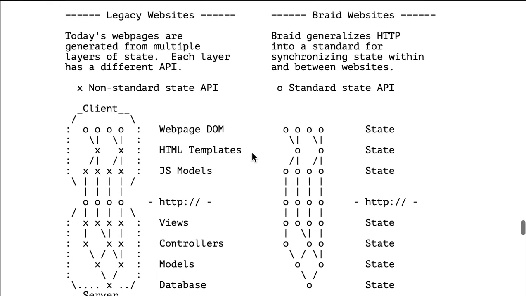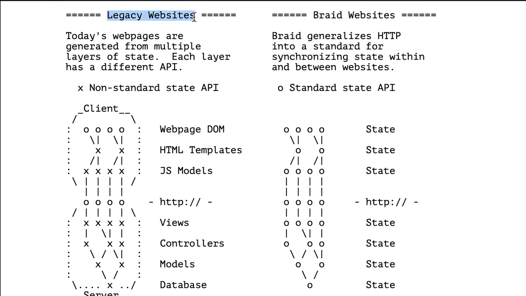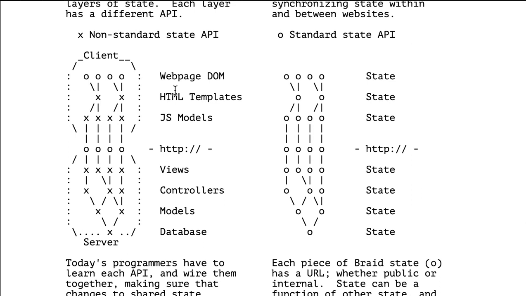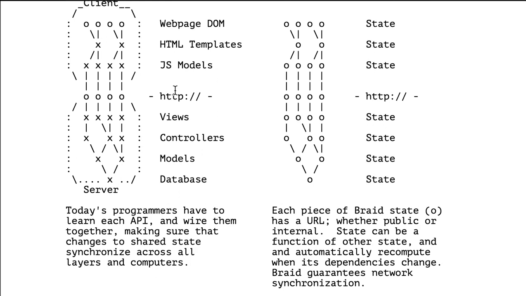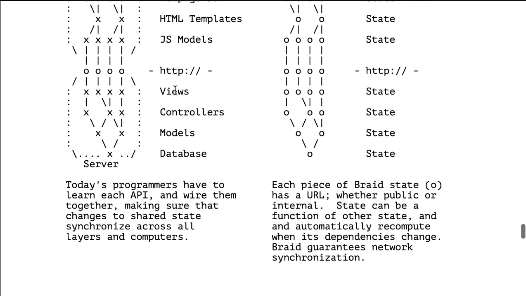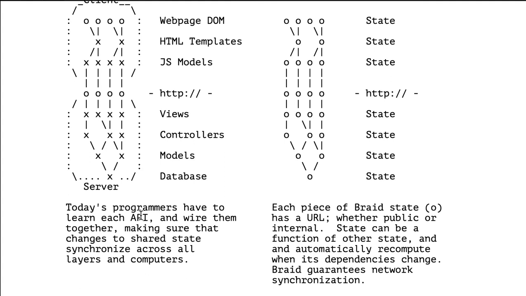Let me see if I can articulate it. So for instance, for legacy websites, today's web pages are generated from multiple layers of state. Each layer has a different API. Inside the non-standard state API, we have a client. There's a web page DOM that has states related to an HTML template, which has states related to JS models. And that is then put over HTTP, and then that has a state of views, which has a state into controllers, has a state into models, and has a state into a database, and then eventually a server. And the conclusion of that is today's programmers have to learn each API and wire them together, making sure that changes to shared state synchronize across all layers and computers.